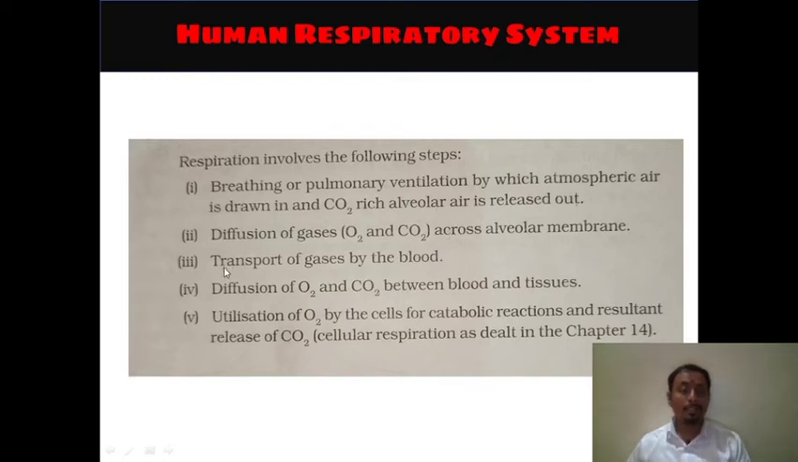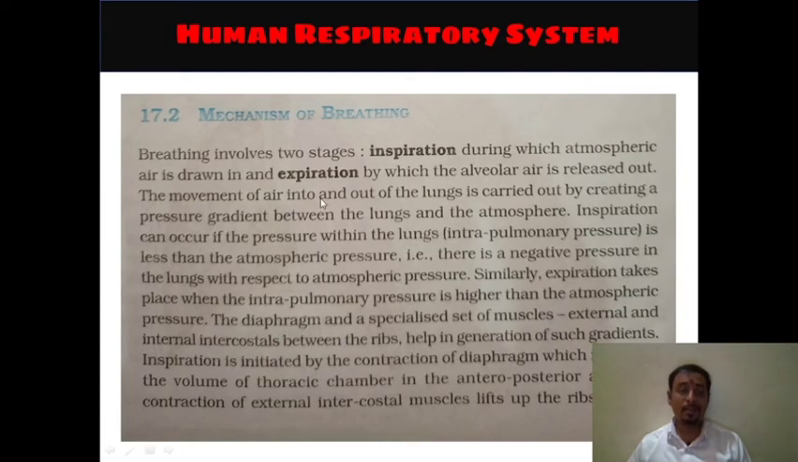So let's see transport of gases by the blood. Diffusion of gases such as O2 and CO2 across the alveolar membrane occurs. Then the diffusion of O2 and CO2 between blood and tissues also occurs. Utilization of O2 by the cells for catabolic reactions and the resultant release of CO2, that is cellular respiration, we have already dealt with.